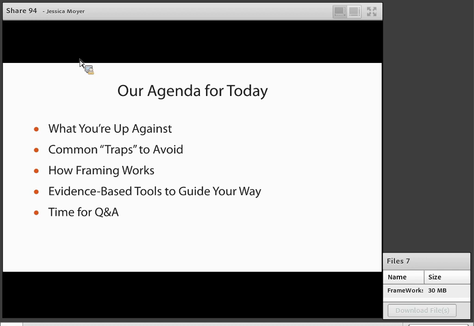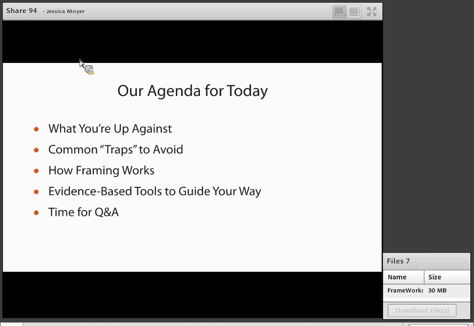And then we'll talk about some specific traps, that's the word that we use to describe tactics that seem like they should work to overcome those challenges, but actually backfire. They don't work the way they intuitively seem like they should. So we'll flag those up so you know to avoid those traps.